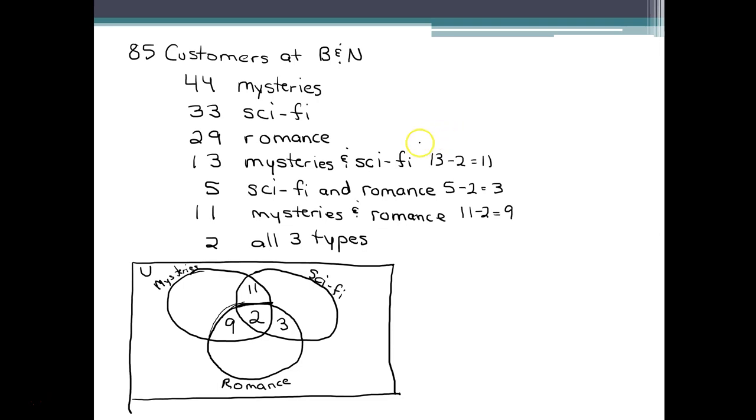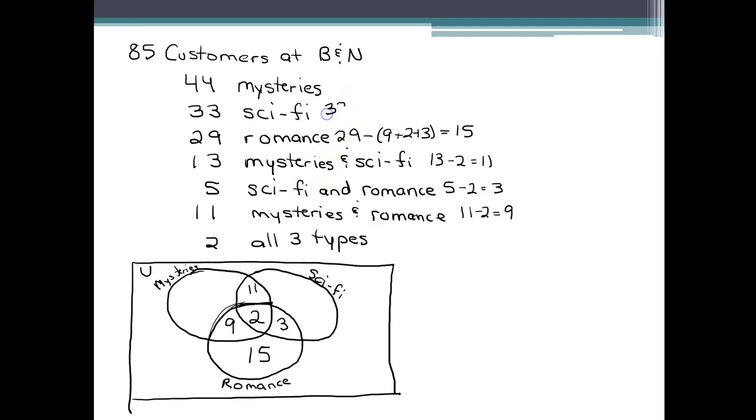Alright, for romance, there's 29 total, but our romance circle already has a 9, a 2, and a 3. Those add up to 14. So you subtract and you get 15. So you put a 15 out here, and now the romance circle adds up to 29.